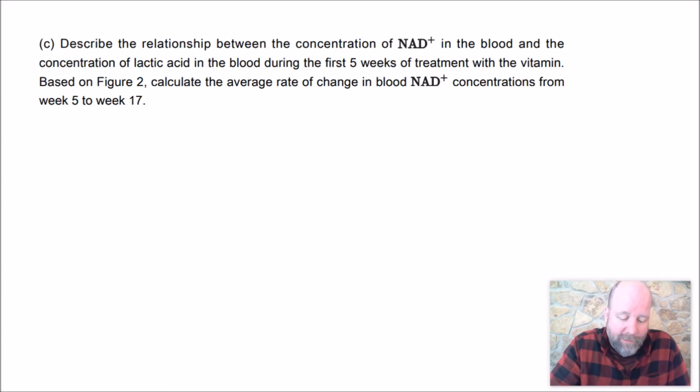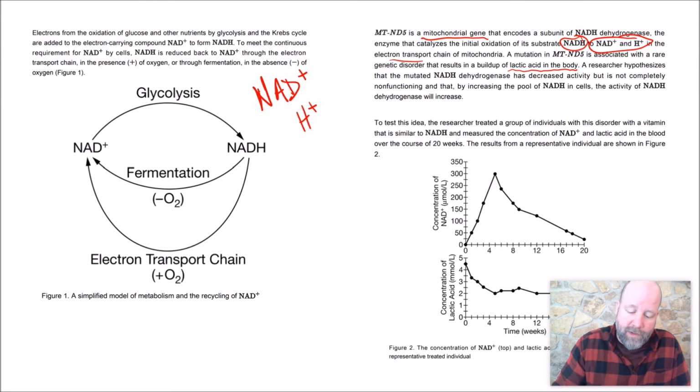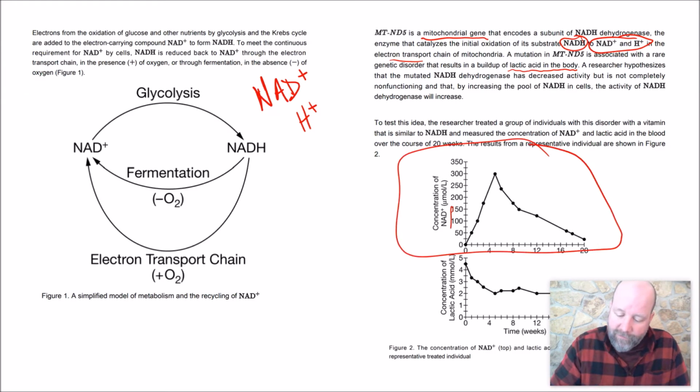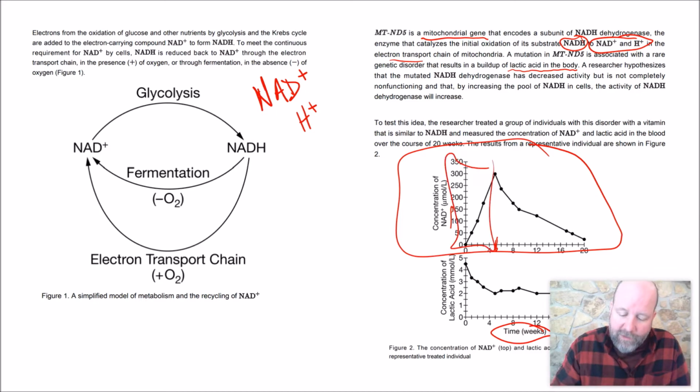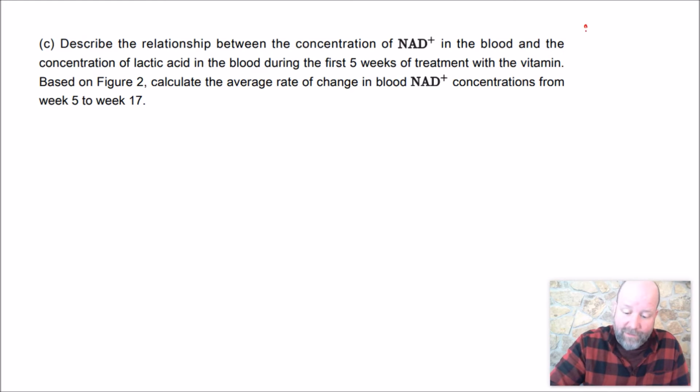Looking at part C, describe the relationship between the concentration of NAD plus in the blood and the concentration of lactic acid in the blood in the first 5 weeks of treatment with the vitamin. Describe the relationship. So that's this graph here. In the first 5 weeks, so that's going to here. I assume this is weeks on the x-axis. Yeah, it's time, weeks. So what's going on right here is all it's asking. And that's not too bad. It's going up. So that doesn't look very hard.